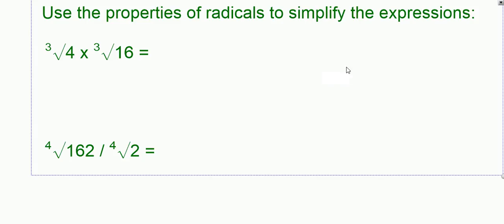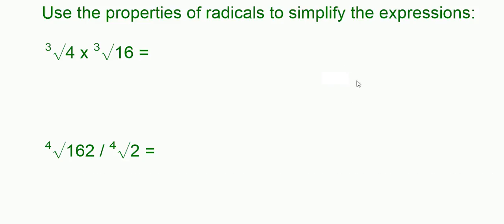All right, welcome back. What we are going to talk about today is how to simplify radical expressions with multiplication and division, using their properties. What we are given is the cube root of 4 times the cube root of 16. If you don't know, that's the cube root of 4, and that's a multiplication symbol here.